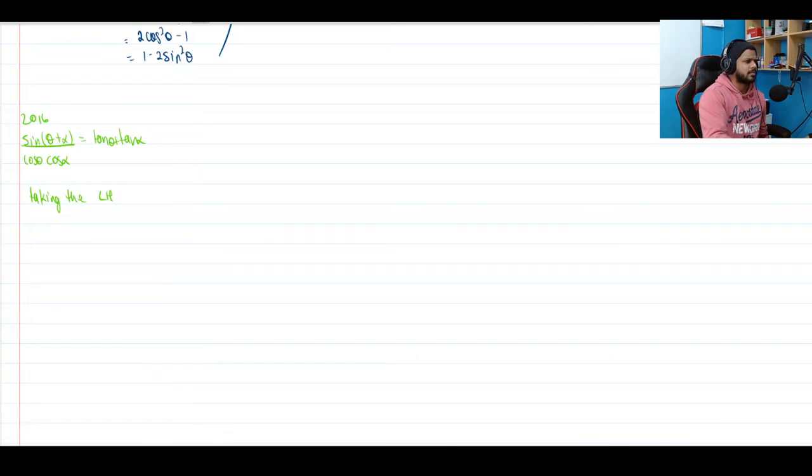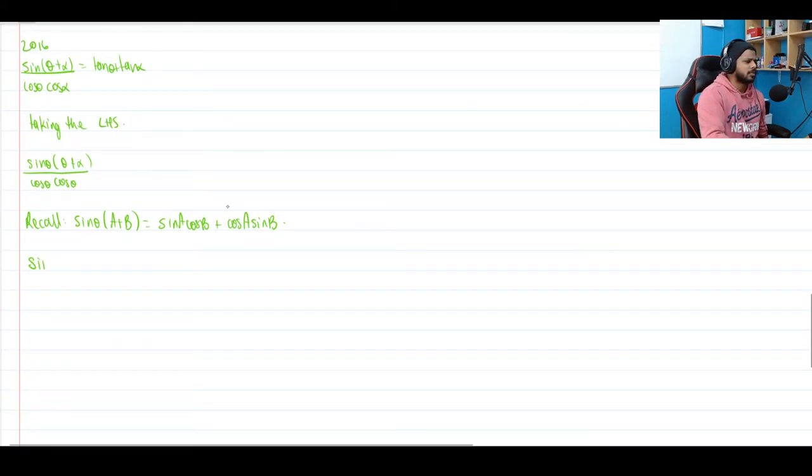Taking the left hand side, I have sine theta plus alpha over cosine theta cosine alpha. Now this is tan theta plus tan alpha on the right hand side. A compound angle formula is the only thing I can do here. So I'll recall sine of A plus B is sine A cos B plus cos A sine B.